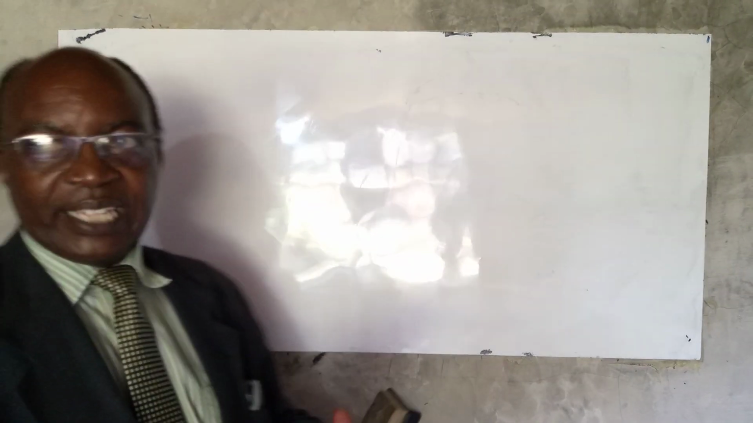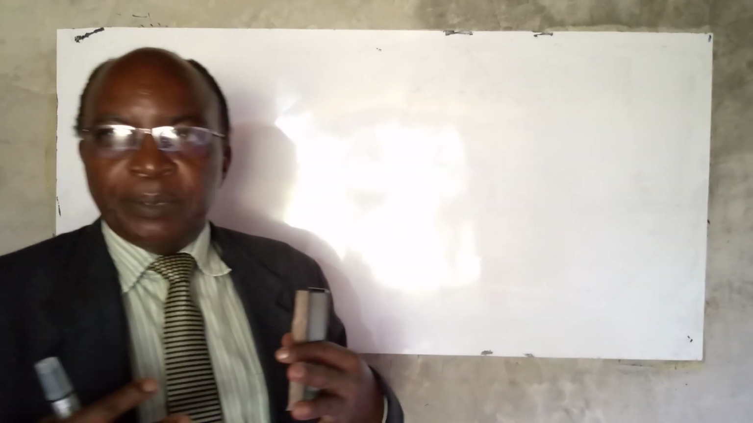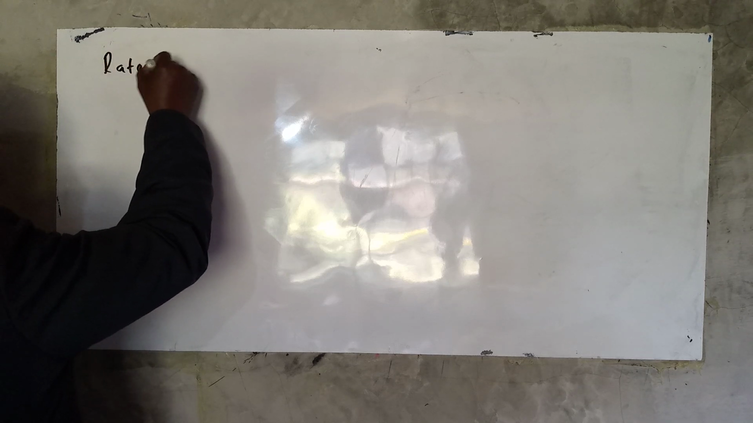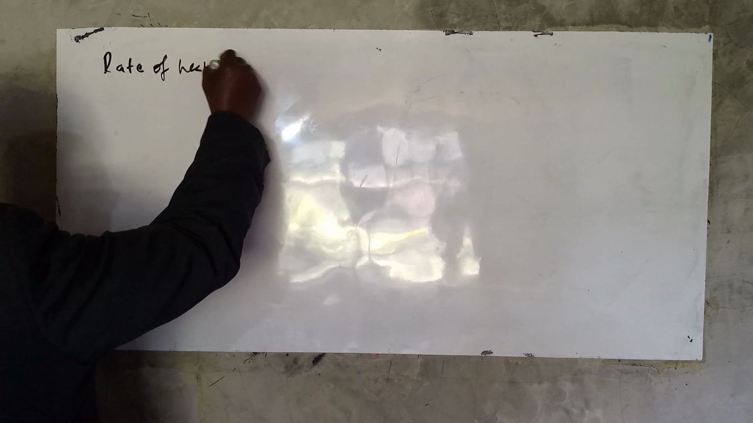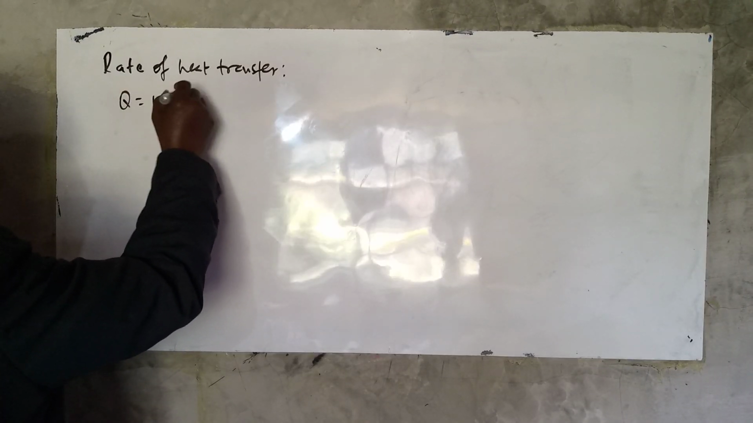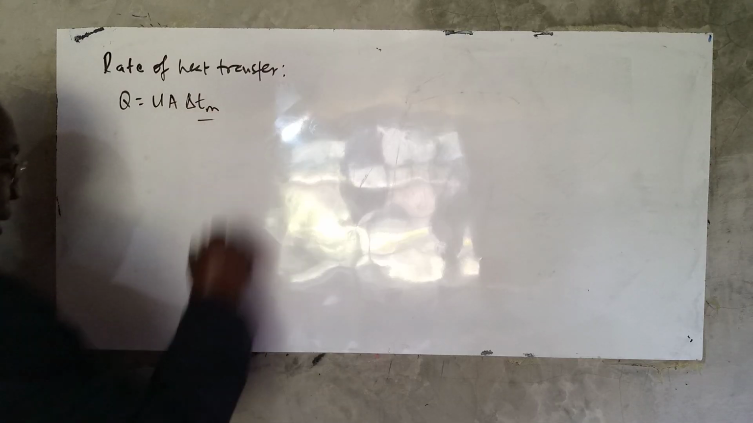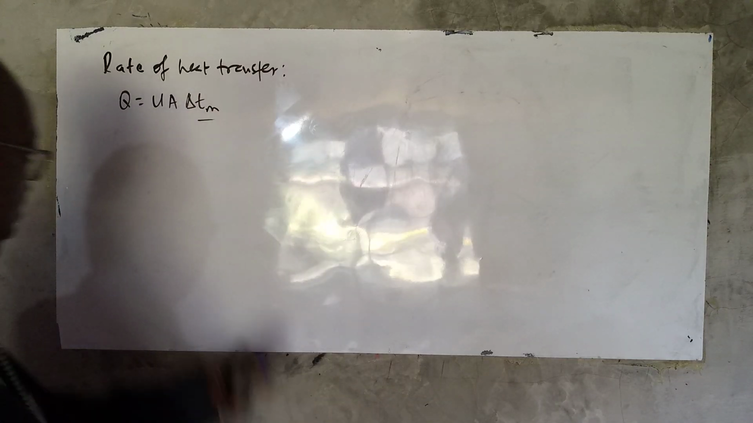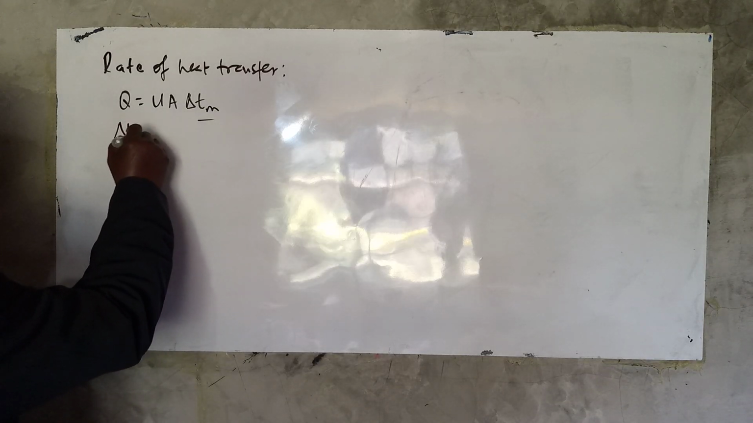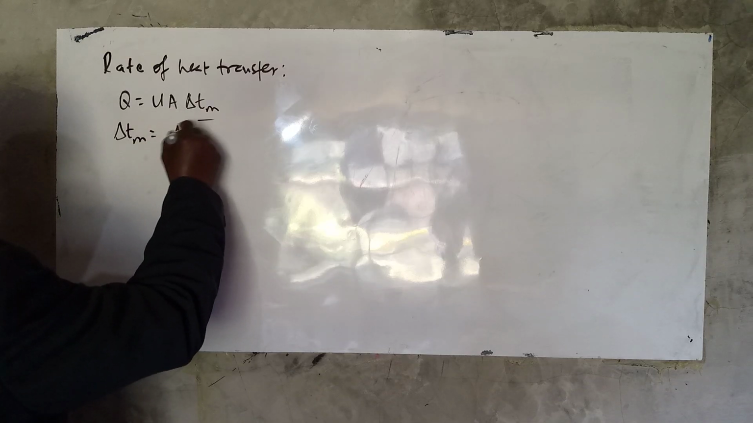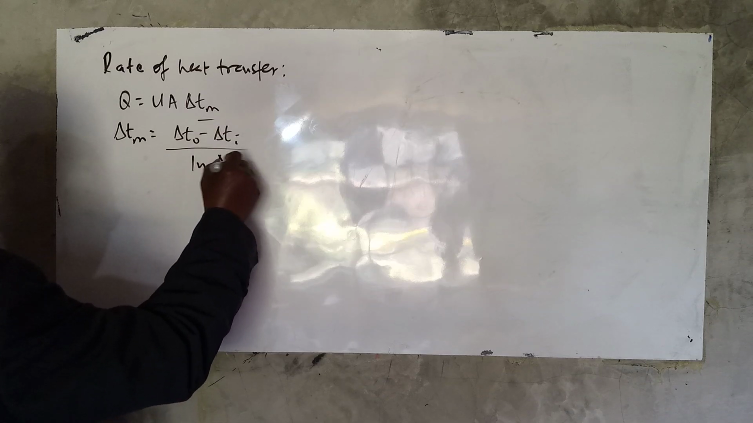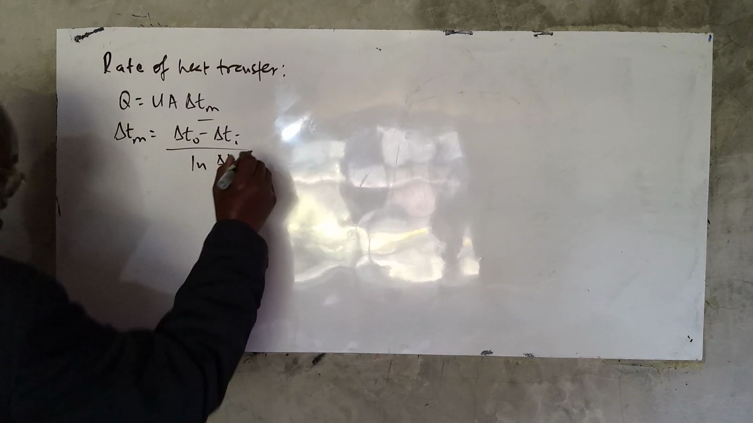Fundamental to this is that you must remember the expression we obtained for calculating the rate of heat transfer, which we said was Q = UAΔTm. And we got the mean temperature difference, ΔTm, as the difference of the temperature differences at the inlet and outlet, divided by the natural log of the two quantities.